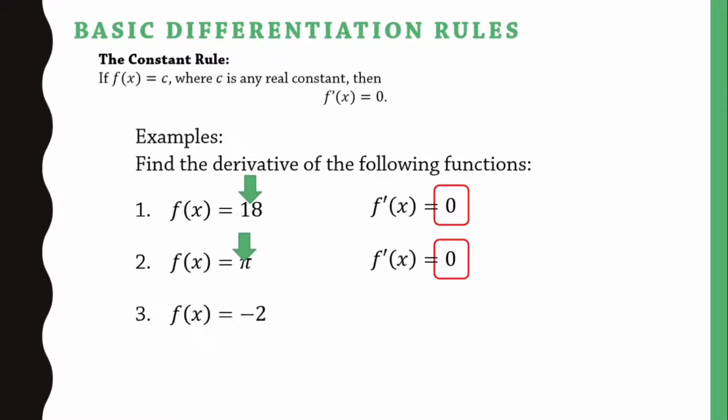Third example, f of x equals negative 2. Take note, negative 2 is still a constant. Therefore, f prime of x, or the derivative of our function f of x, is still 0. Again, the constant rule tells us that if we're given a constant function, the derivative is always 0.